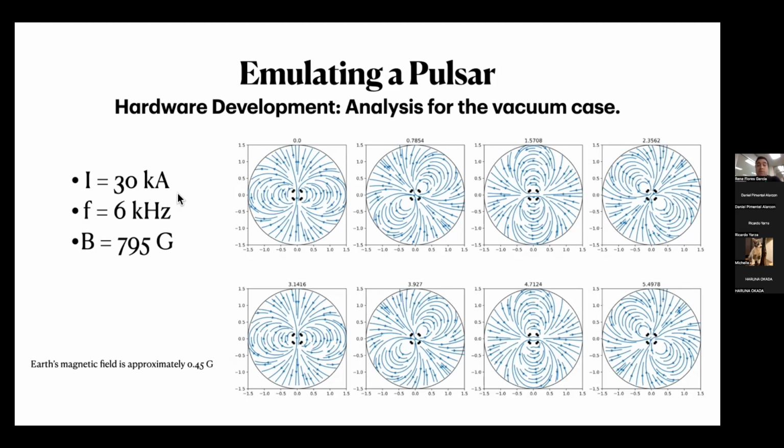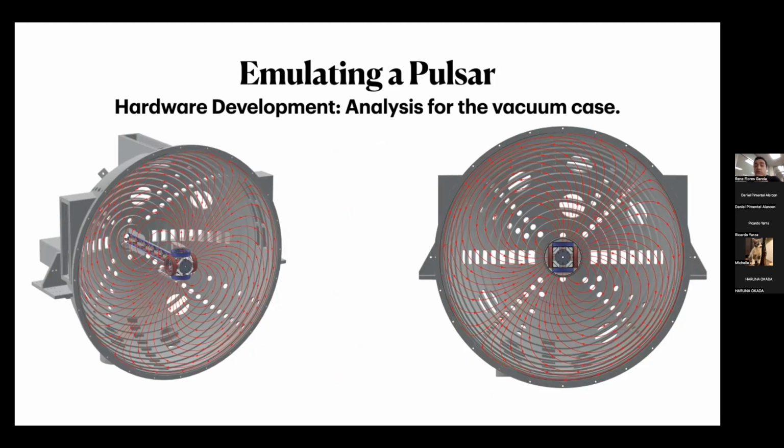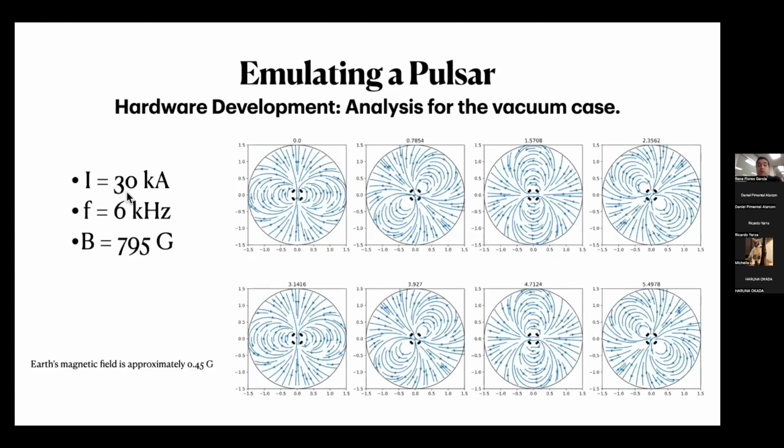Essentially, for this experiment, as I mentioned, we only have these numerical analyses, which are pretty much just computer simulations. We're going to run them at 30 kiloamps at a frequency of 6 kilohertz, meaning that they should be able to do 6,000 turns per second. And the magnetic field that we expect right at the center is going to be 795 Gauss. Just compared with Earth's magnetic field, which is approximately 0.45 Gauss. So this is for the moment what the computer simulations throw at us.